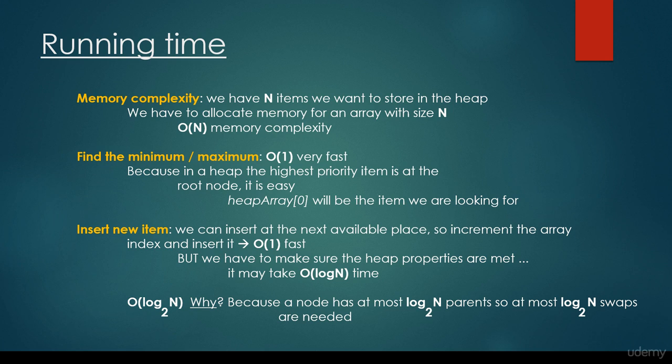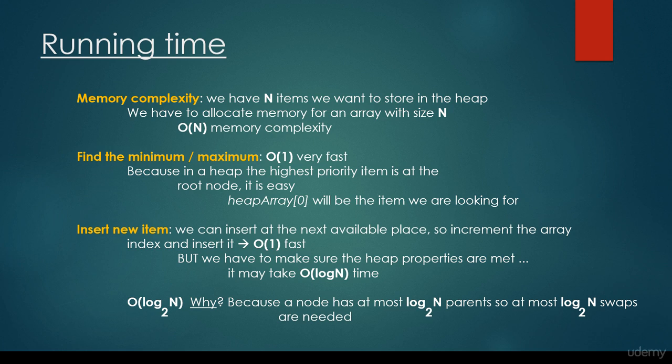Because in a heap the highest priority item is at the root node, it is quite easy to achieve this running time. We just have to get the 0 index from the heap array, and it's going to be the item we are looking for. For a maximum heap, it's going to be the maximum item. For a minimum heap, it's going to be the minimum item.